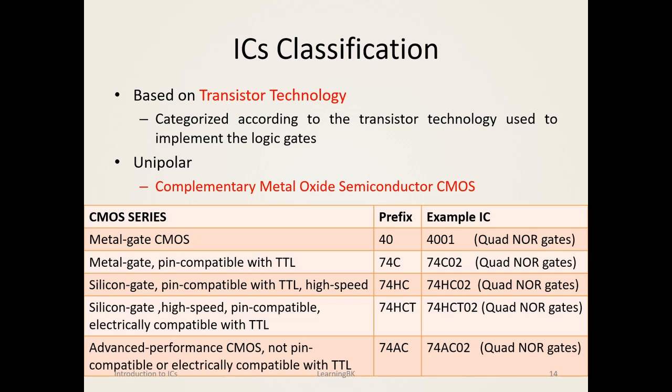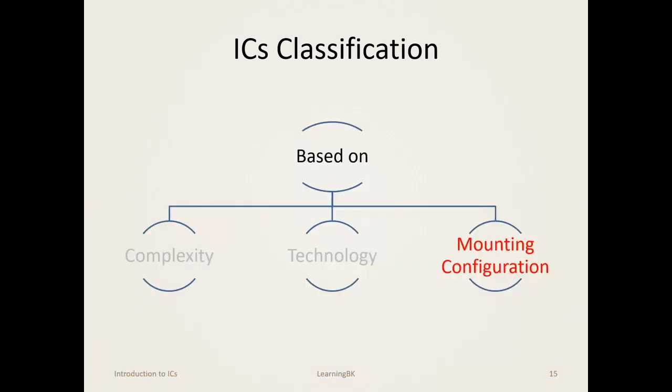Similarly, a T followed by C in the prefix shows that the CMOS family IC is both pin and electrical compatible with the TTL family. The quad here means that there are four instances of NOR gates on this IC, and 02 is the identifier for the two input NOR gate in the 74 series, and 01 is the identifier in the 40 series. By mounting configuration, we actually mean how the ICs are physically made part of the circuits.